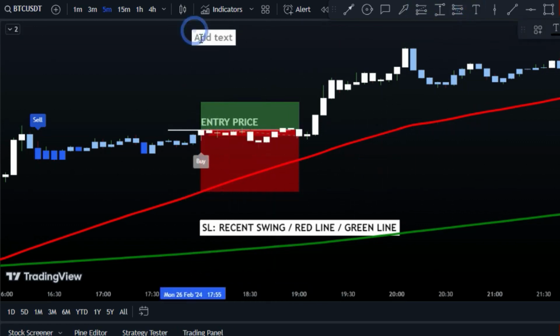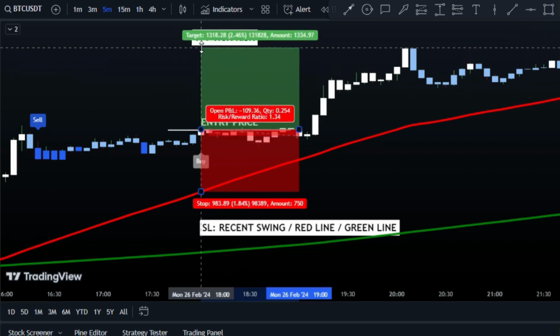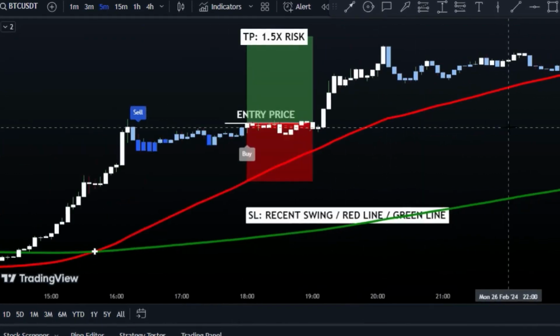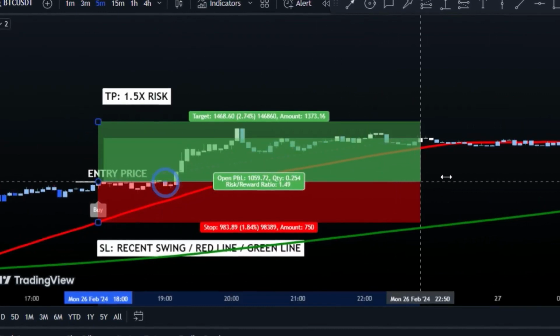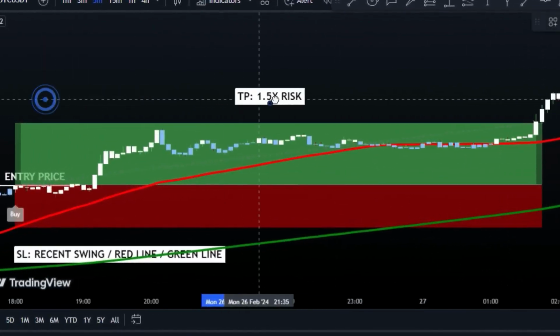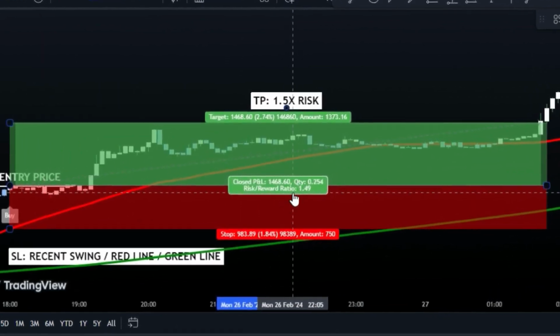And when it's time to exit the trade, we'll follow a guideline known as the risk-reward ratio. A risk-reward ratio of 1 to 1.5 is a common target, meaning for every dollar you risk, you aim to make $1.5 in profit. By adhering to this ratio, you ensure that your potential profits outweigh the risks, which is a key factor in maintaining long-term profitability.